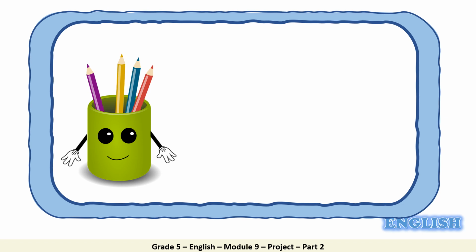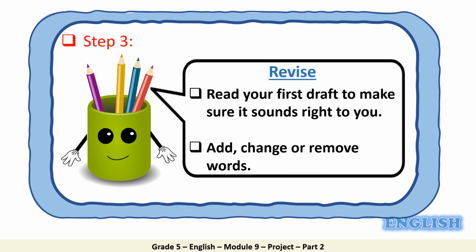Now we will move to the third step, revise. Revising means reading your first draft and making changes to make it better. You can add more information like words or sentences. You can change some words, or you can even remove things that you don't need anymore.